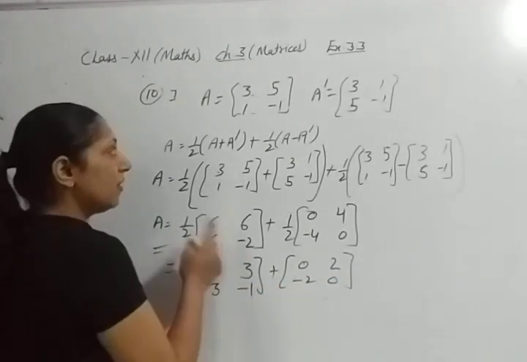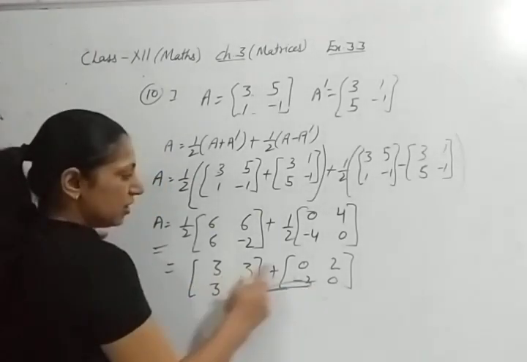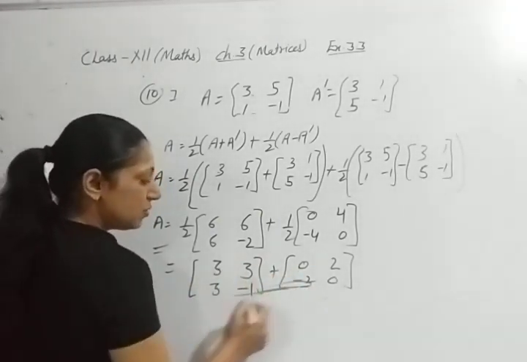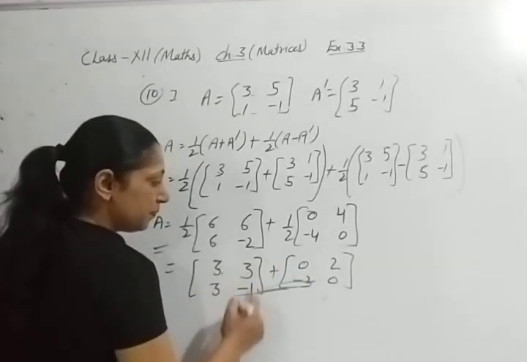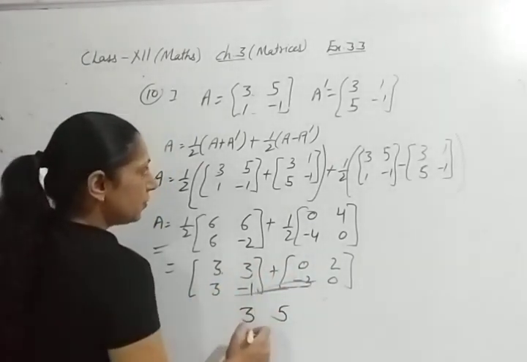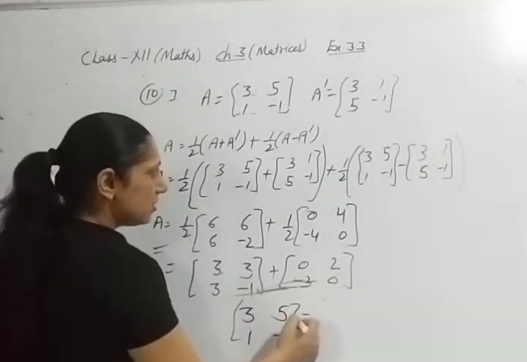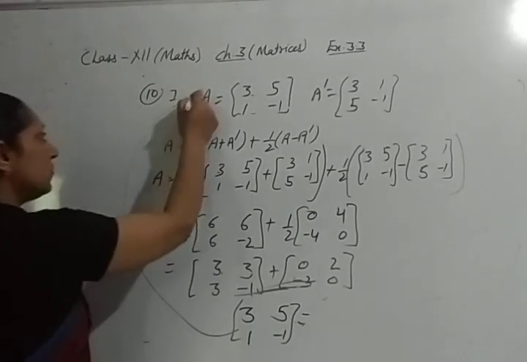Now we can check our result by adding these two matrices. So 3 plus 3, 3 plus 0 is 3, 3 plus 2 is 5, 3 minus 2, that is 1, minus 1 plus 0, that is minus 1. So this is equal to our original matrix.